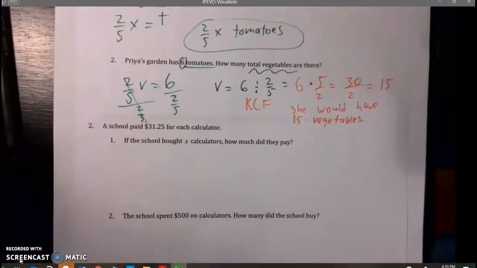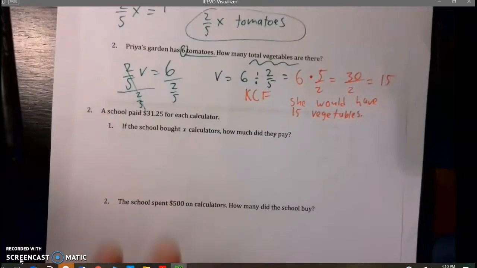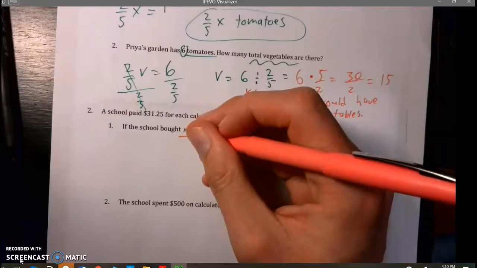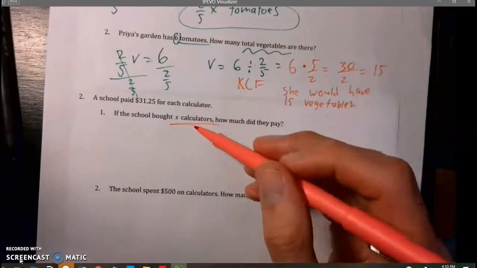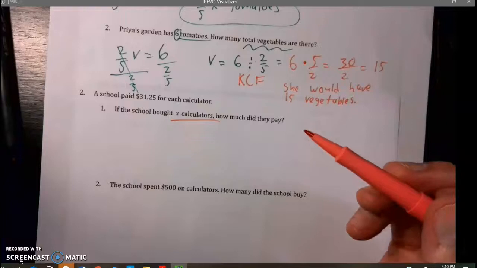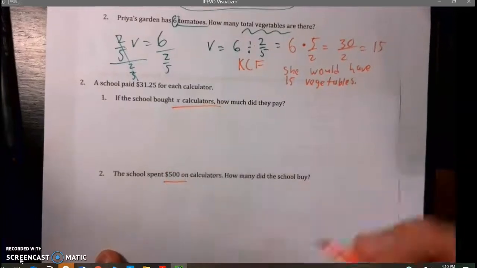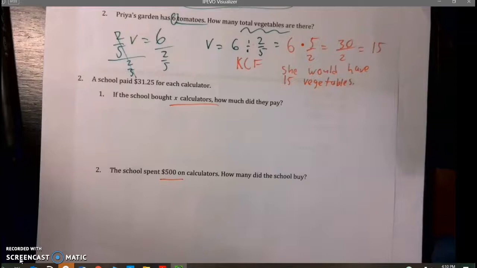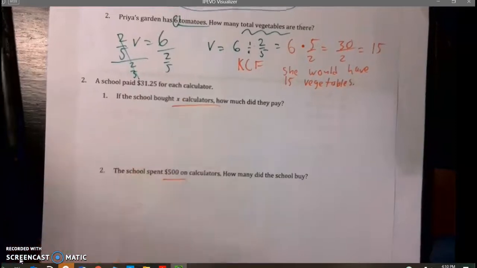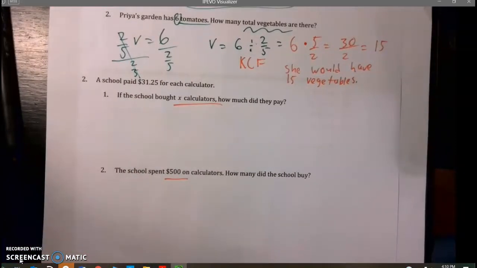Okay. Now, once again, similar type of problem. Want you to solve this one independently. So, school paid $31.25 for each calculator. If the school bought X calculators, how much did they pay? So once again, it's not giving you a number. So hint, this one you're just going to be writing the expression. And then this one gives you the total amount of money that they spent. So you're going to use the equation you created in this one to solve number 2. So go ahead and give that one a try.